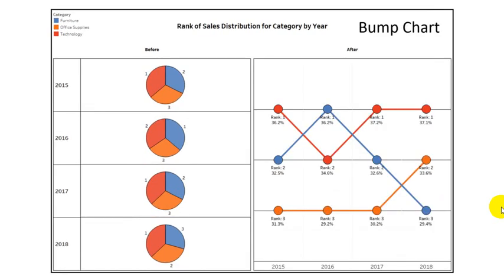Variance between them might not be important to you at all. Maybe you want to show a ranking among the categories over time. And in that case, you might want to use a bump chart. The biggest pro for the bump chart is that it's really effective at visualizing rank.